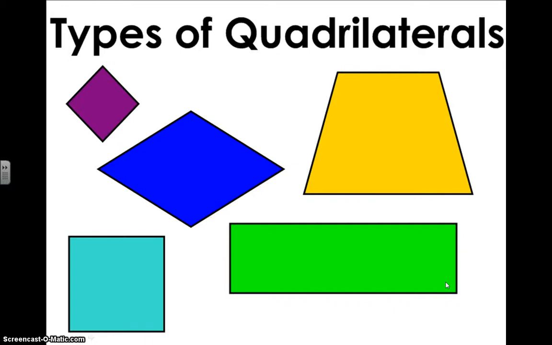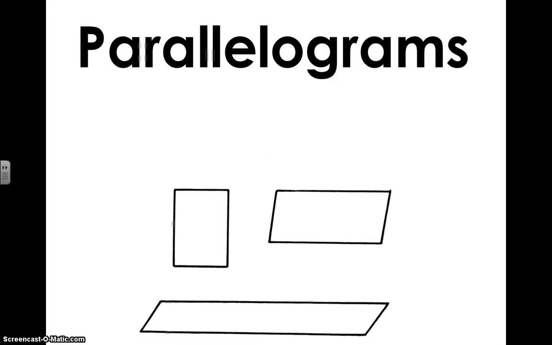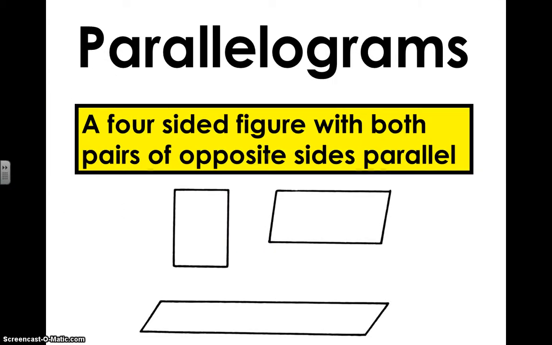Hello. We are going to finish our presentation on the types of quadrilaterals. Remember, we defined a quadrilateral as being a shape that has four sides, and then a parallelogram is a four-sided figure with both pairs of opposite sides parallel. Remember, when you are going through the video, you can pause it to make sure you get the notes down.